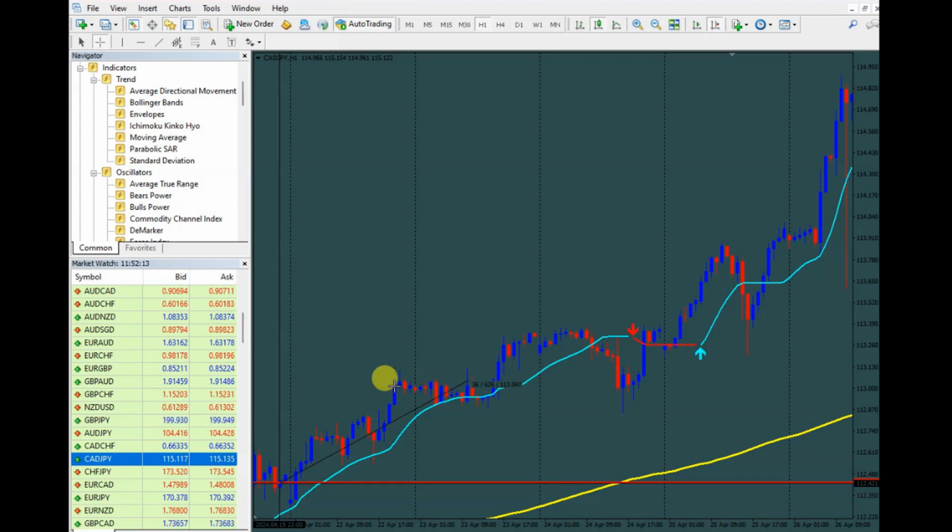So here our stop loss should be at this region. So this is the region where we should have our stop loss.